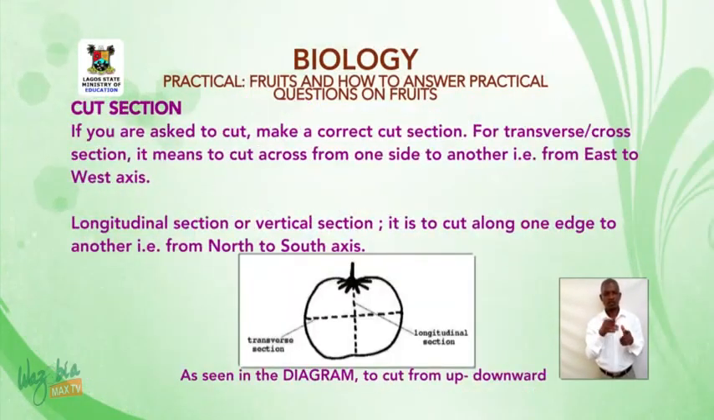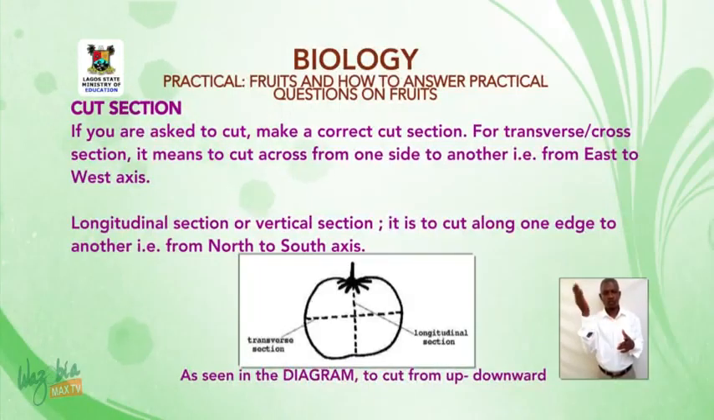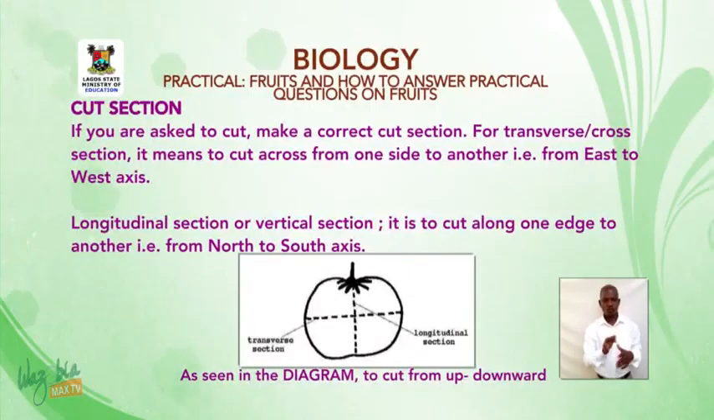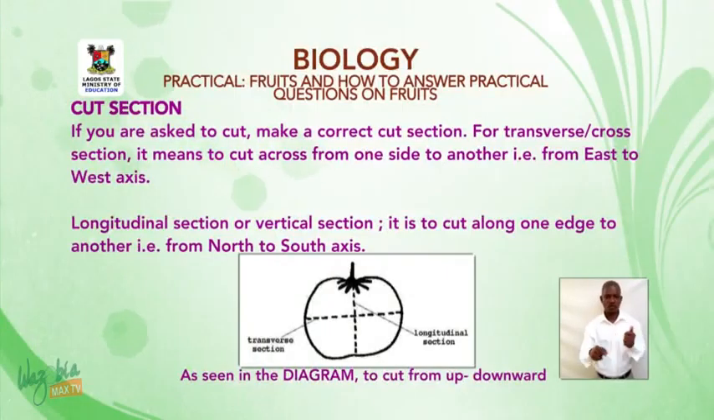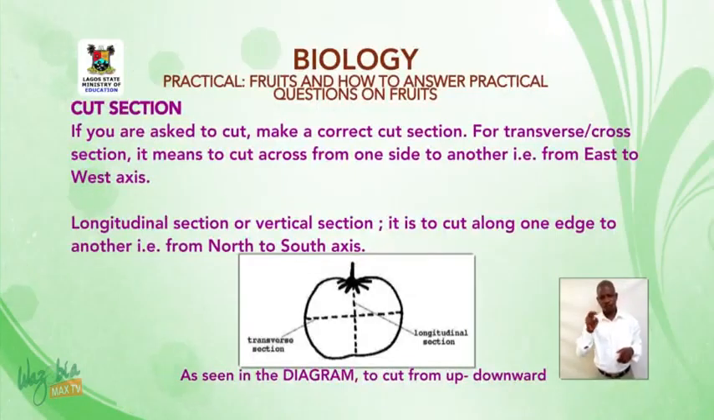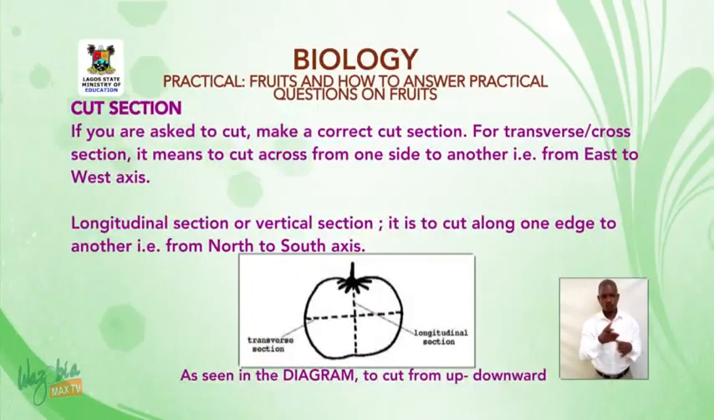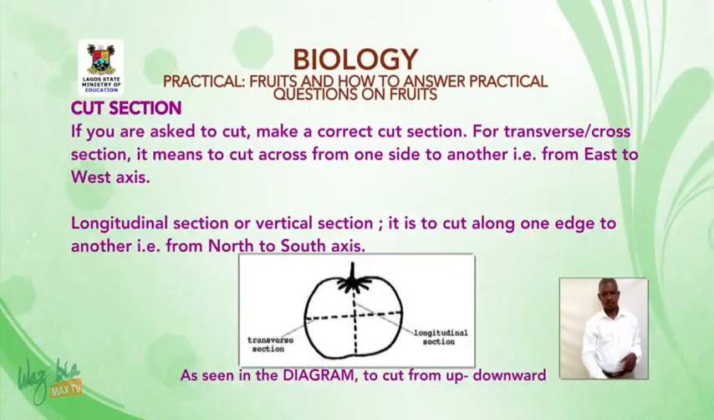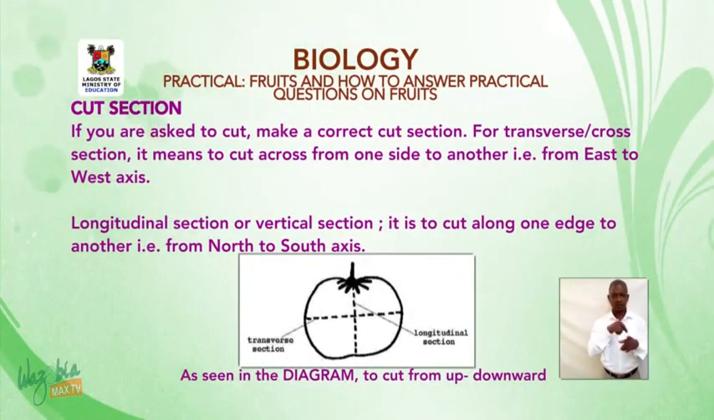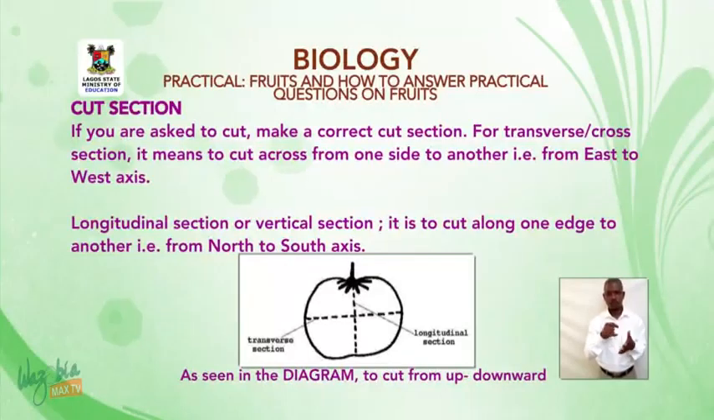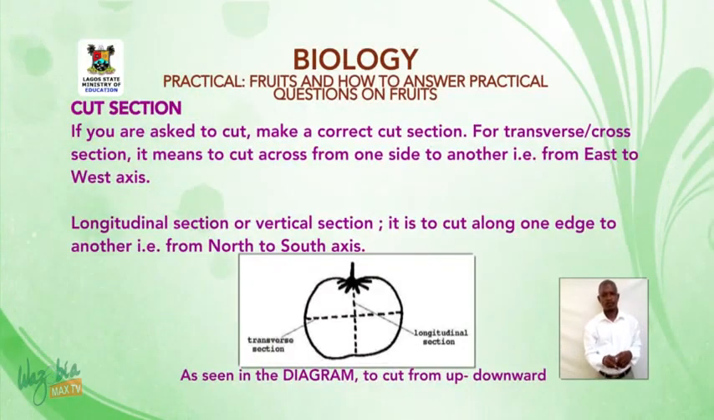Cut section. If you are asked to cut, make a correct cut section. For transverse or cross section, it means to cut across from one side to another, that is from east to west axis. For longitudinal or vertical section, it is to cut along from one edge to another, that is from north to south axis, as seen in the diagram below, from up downward.